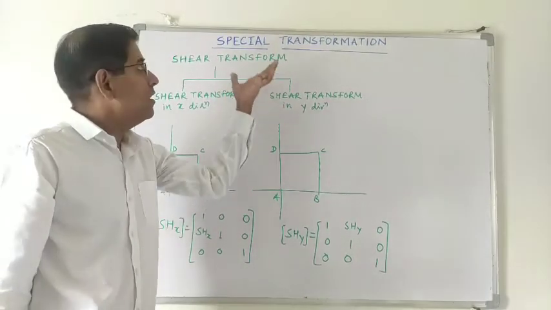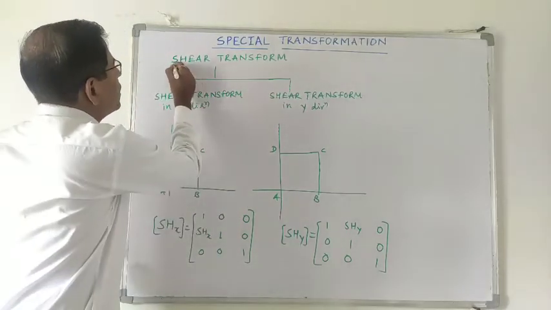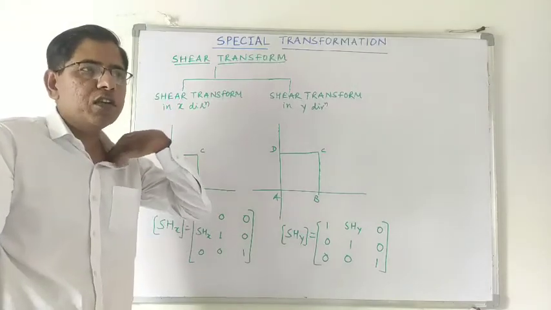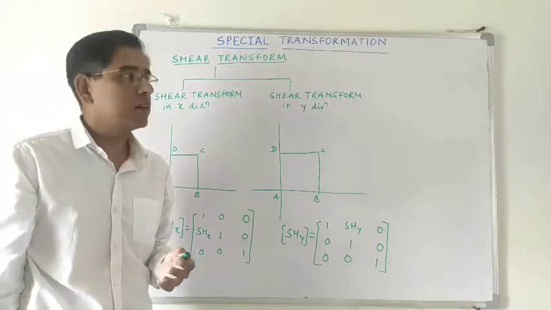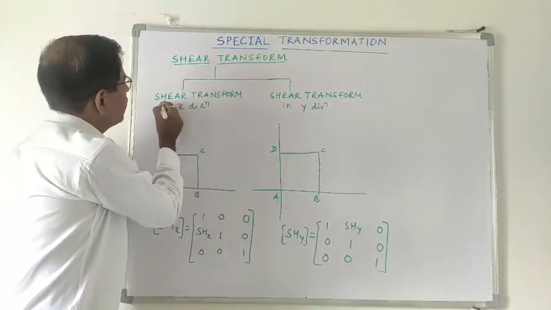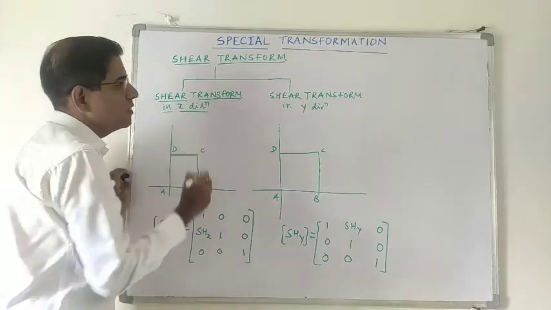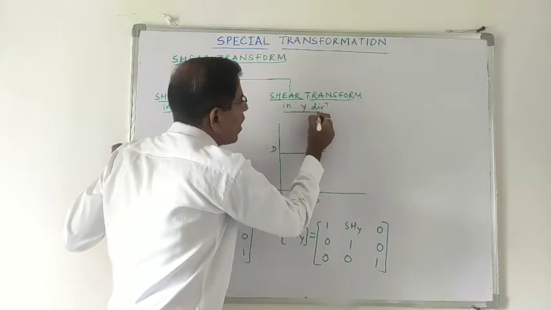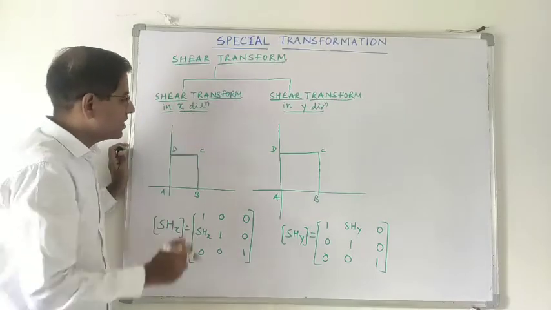Now the second and the last of the special transforms is the shear transform. Okay, shearing. We have always used this term shearing in machine design. So, shear transform. There are two types of shear transform. First is shear transform in x direction, and the second one is shear transform in y direction. Now what is this shear transform in x direction?